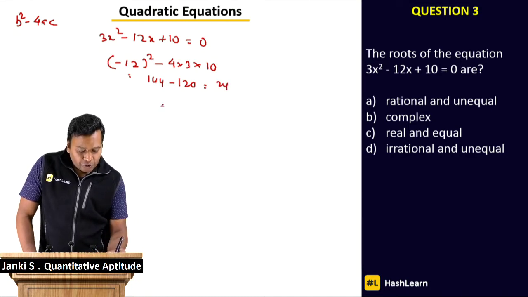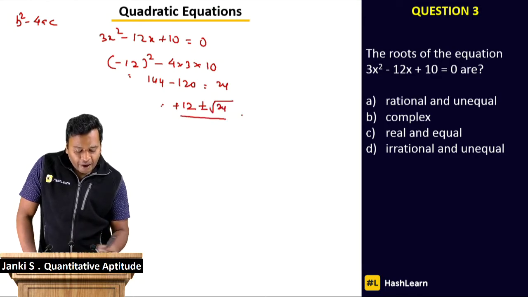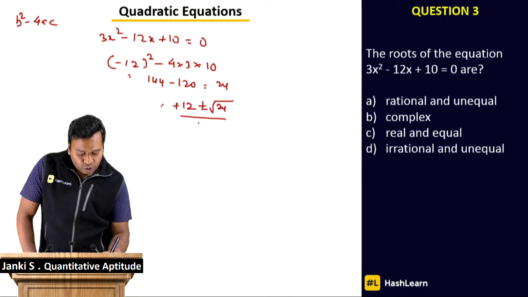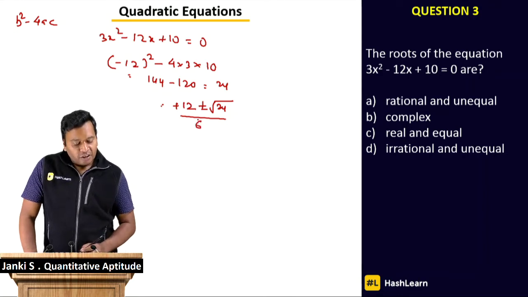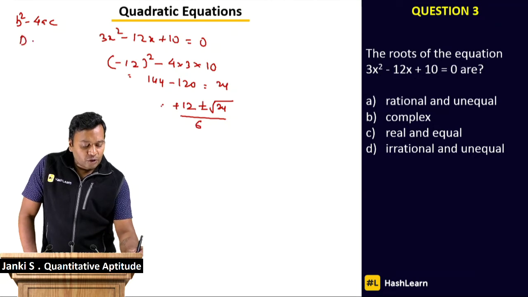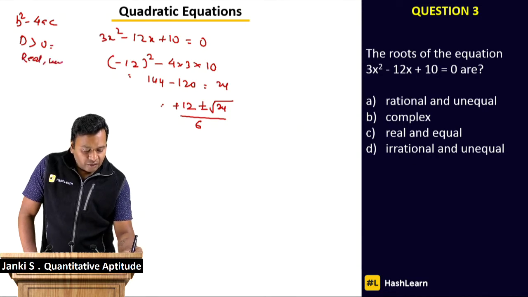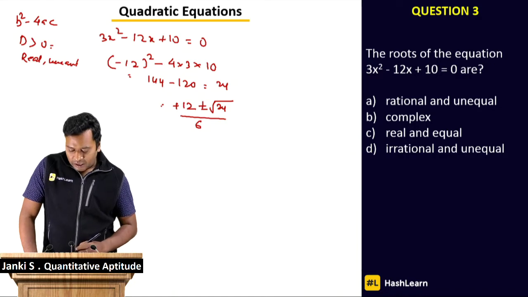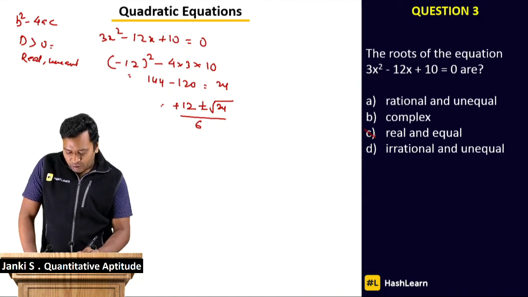So that means my roots are nothing but minus b. So that's nothing but 12 here plus minus square root of 24 by the value 2a, that means 6, right? First thing is, now I got the D value as greater than 0, right? That means the roots are definitely real and unequal, right? So real and equal is definitely gone. Irrational and unequal, right? So we have to check irrationals.